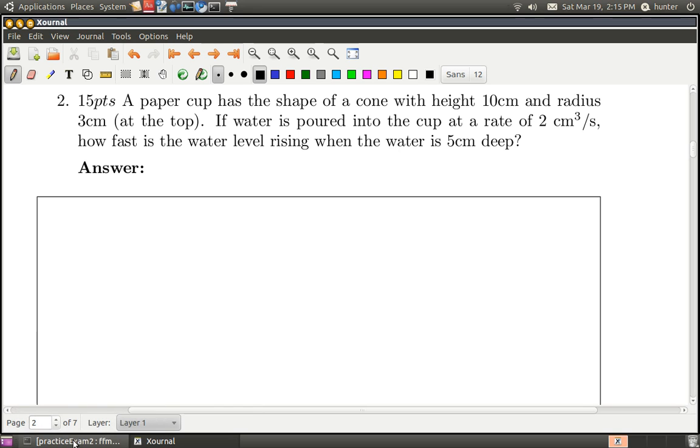Okay, let's do problem 2. It's a related rates question. So here's the statement of the problem. It says, a paper cup has the shape of a cone. Let me draw a little cone here.